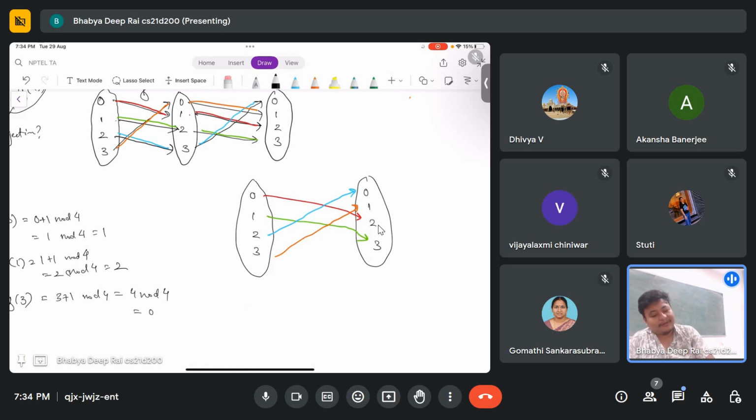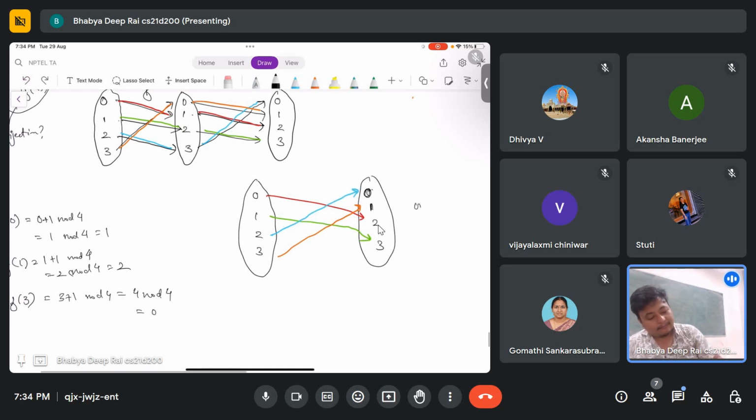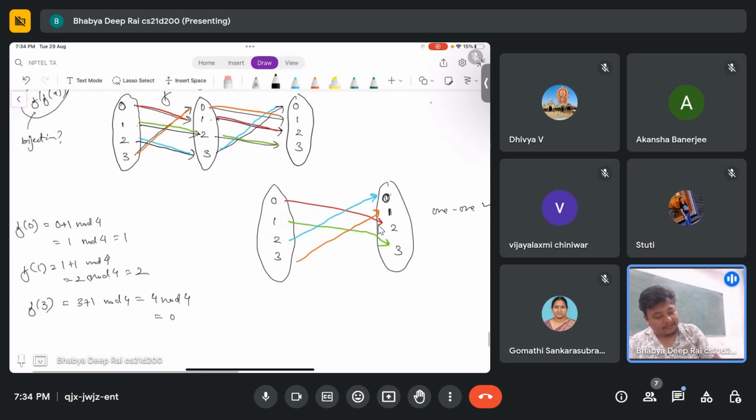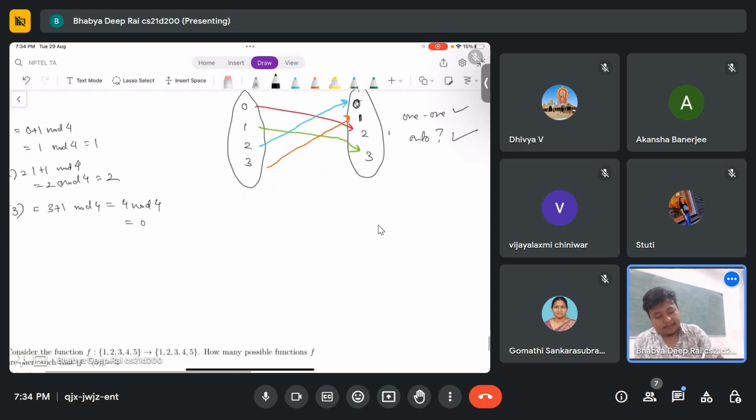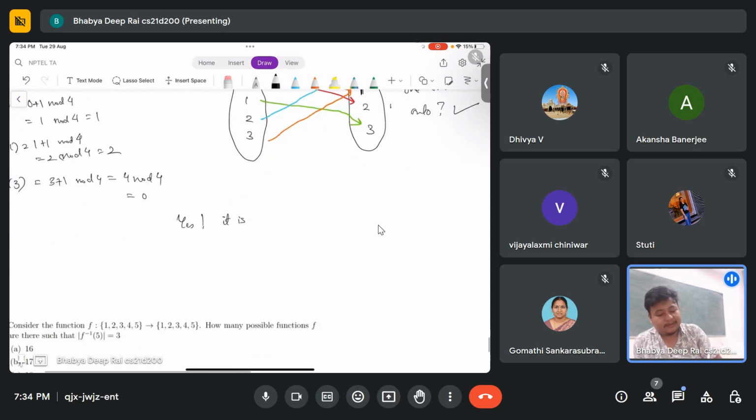Yes, it is 1-1. Why? Because each element is getting mapped to only one element. Each element on the right is getting mapped to by only one element. Two elements are not coming in, like this. This kind of thing is not happening. So this is 1-1. And is this onto? Well, all the elements on the right are getting covered. So this is onto. So yes, it is a bijection.